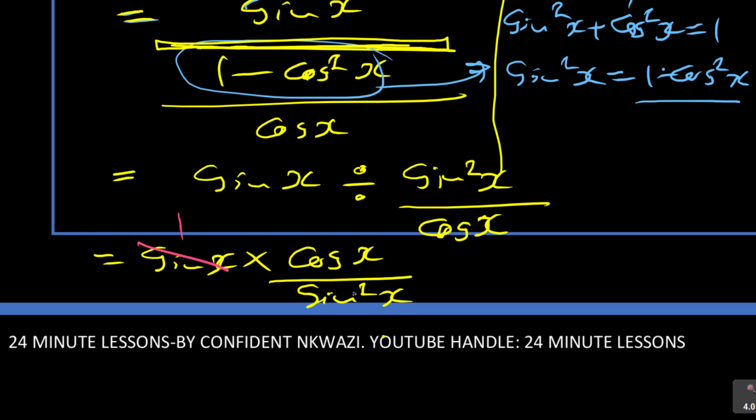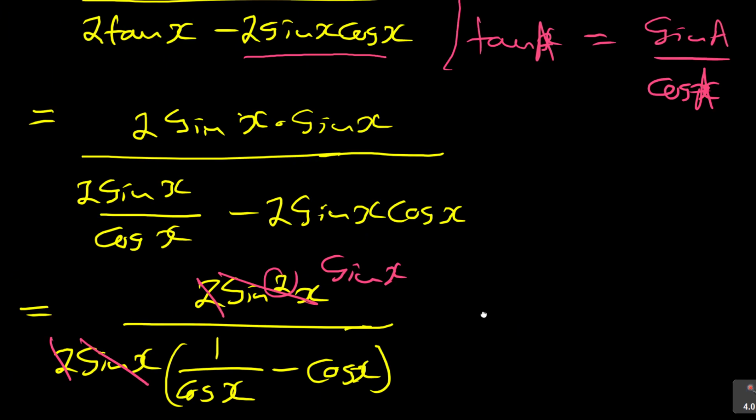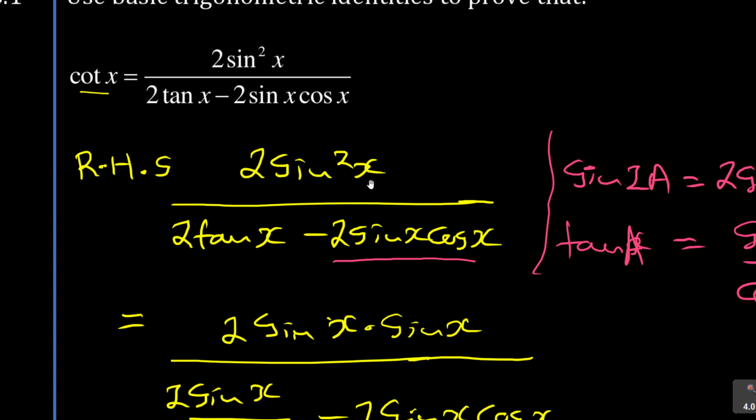The sine goes, but they are squared here. Only 1 sin x will remain because it's squared. So at the end, even if I scratch it out, sin x is remaining. So what am I having? I'm having cos x over sin x, and this is cot. Now, remember tan is sine over cos. Now, cot is cos over sin. This is cot x, which is equal to my left hand side. That's what they were talking about. I know I did it a bit long, but that's it. It was flowing. All that part was flowing into that part.